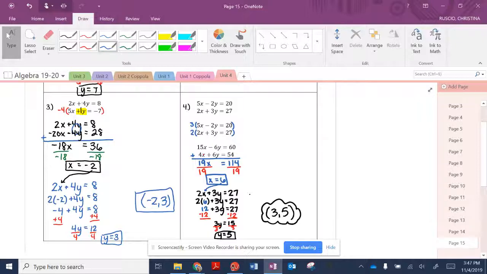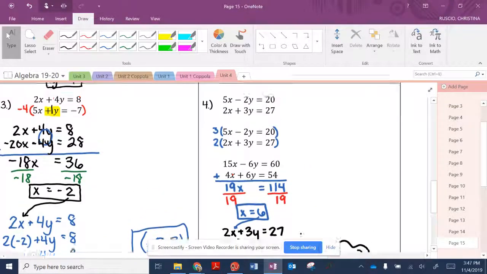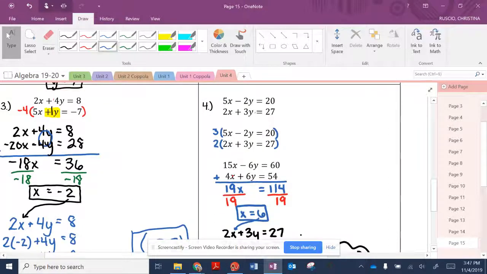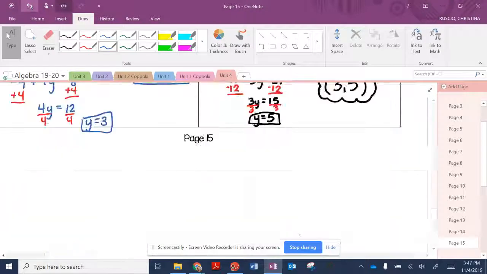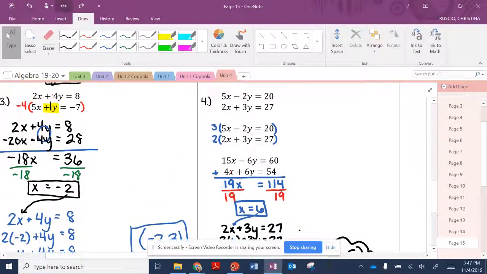Number 4 was a little sneaky because I wasn't able to just multiply one equation. So instead, I looked at my additive inverses, kind of. I saw that there was a negative here and a positive there. So I decided to multiply my entire top equation by 3 and my entire bottom equation by 2. The reason why this worked out so nicely is because when I did that, I ended up getting negative 6y and a positive 6y. Another idea that you could have done is you could also have multiplied the top equation by 2 and the bottom equation by negative 5.